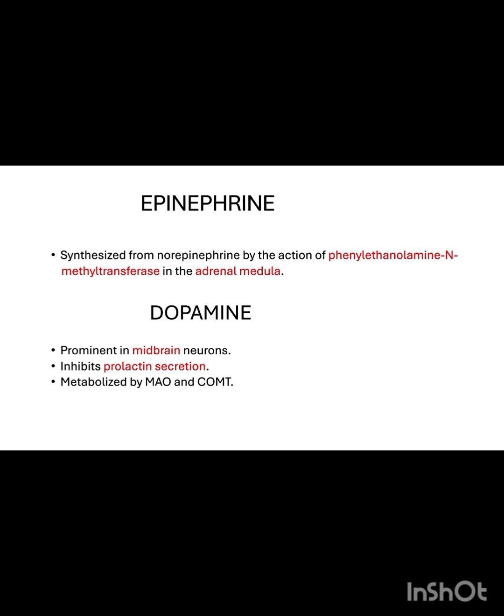Dopamine is a prominent neurotransmitter in the midbrain neurons. And when it is released from the hypothalamus, it inhibits prolactin secretion. That is why it is also called prolactin inhibiting factor. It is metabolized by monoamine oxidase and catechol orthomethyltransferase, these two enzymes, like we talked about for norepinephrine.